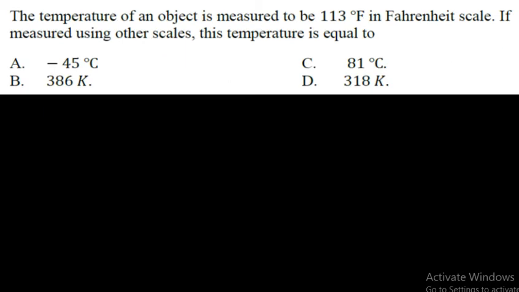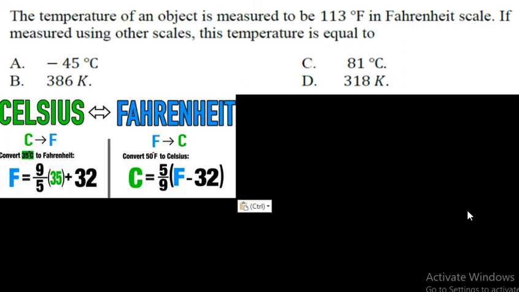Let us continue to the next one. It says the temperature of an object is measured to be 113 degrees Fahrenheit. That means in the Fahrenheit scale. If it is measured using other scales, this temperature is equal to, like we are asked to check how many degrees Celsius this is going to be. It's given to you in degrees Fahrenheit. So how to change it into Celsius and how to write it in Kelvin? Better to change first the Fahrenheit into Celsius and then we are going to change it into Kelvin.